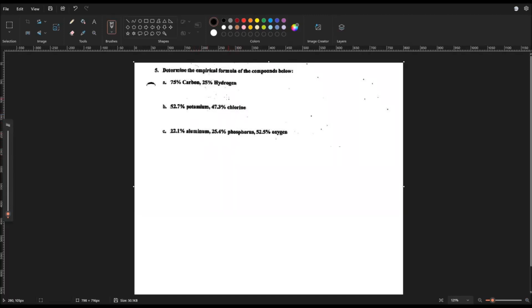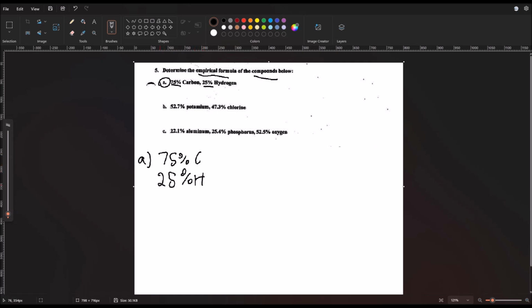Alrighty, so here's our problem. Determine the empirical formula of the compounds below. So let's look at A first. We see that it's 75% carbon and 25% hydrogen. So let's break down A. So 75% carbon and 25% hydrogen.